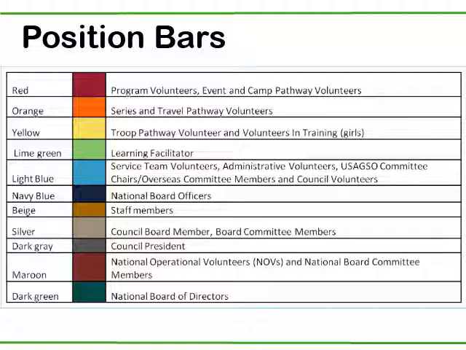Each position that an adult member in Girl Scouting can hold, including staff, has a corresponding position bar. These bars are worn on the insignia tab between the WAGS pin and the Girl Scout membership pin. Adults are allowed to wear a maximum of 2 position bars at a time. The bar for the position that works directly with girls is always worn in the highest position.